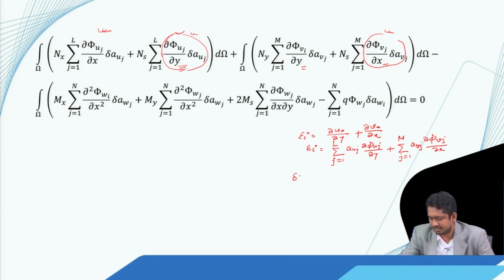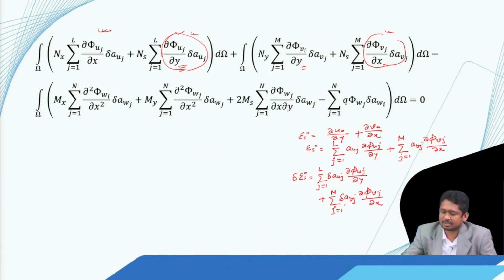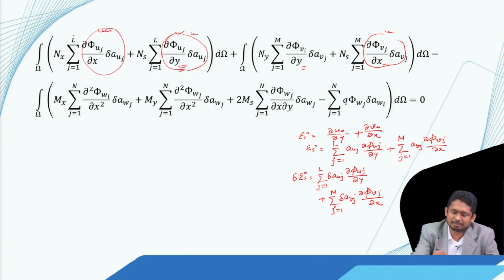So, if I take the variation of epsilon s 0, then we get the summation over j equal to 1 to L of a u j, multiplied by the derivative of phi u j with respect to y, plus the summation over j equal to 1 to m of the variation of a v j multiplied by the derivative of phi v j with respect to x. So, these two quantities combined give us the variation of epsilon s 0. This comes from the variation of epsilon x 0 and this comes from the variation of epsilon y 0.